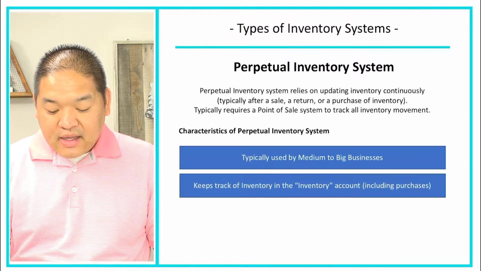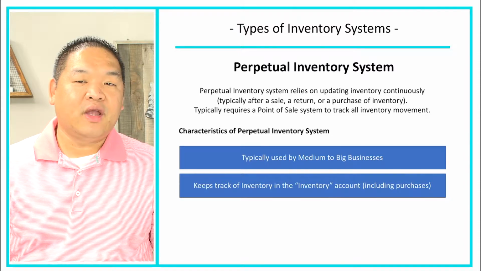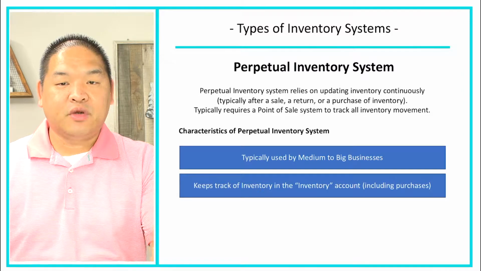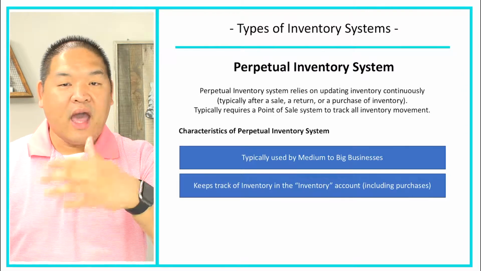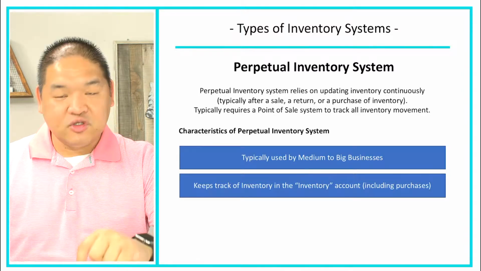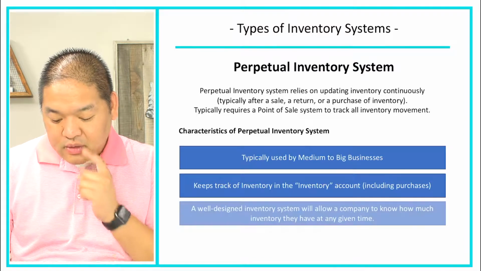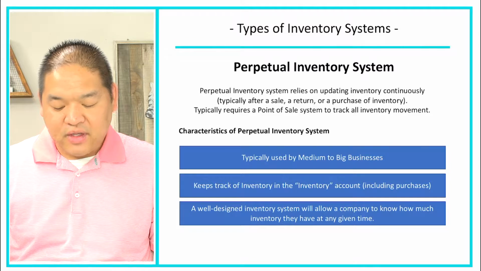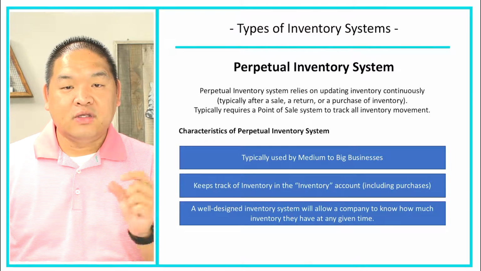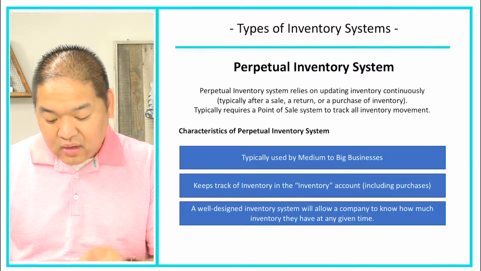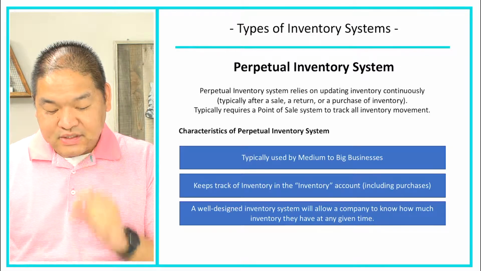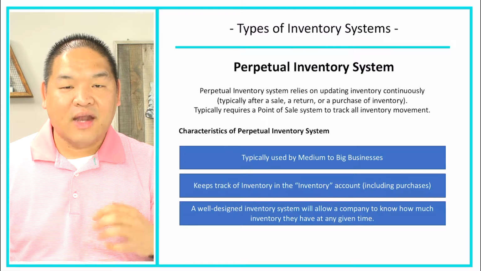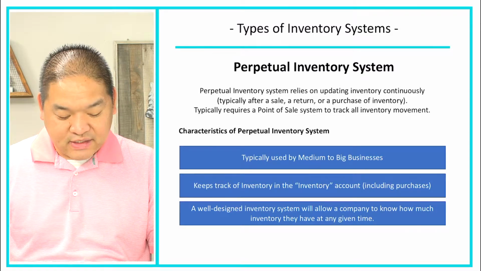Second thing here, keeps track of inventory in the inventory account, including purchases. So typically we'll debit inventory instead of purchases and then credit however we paid. So we use inventory rather than a purchase account. A well-designed inventory system will allow a company to know how much inventory they have at any given time. So the key word here is a designed inventory system. If you just have an inventory system, it's just not going to work. You're going to have a good one that actually knows what it's doing.